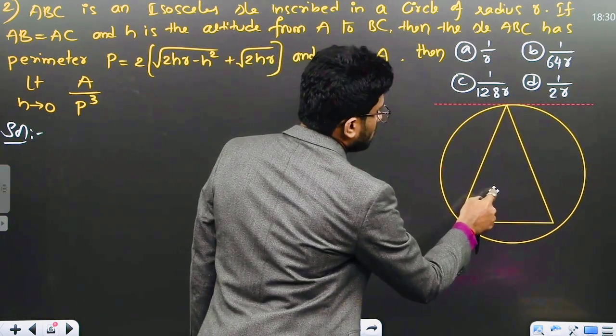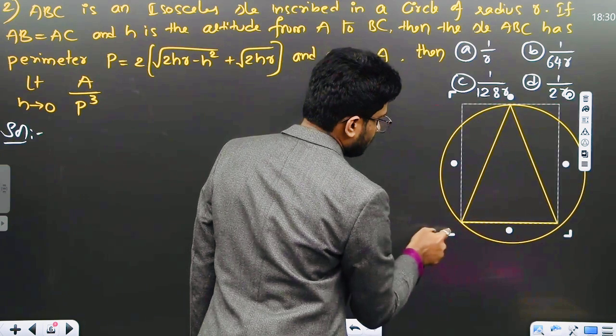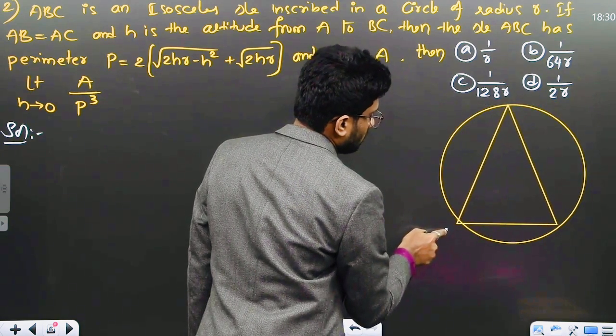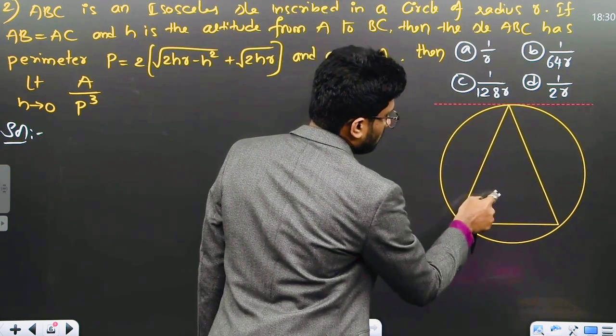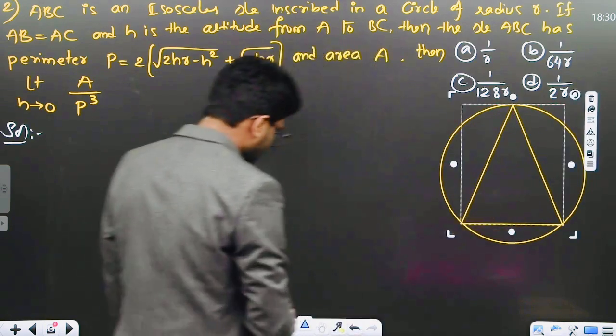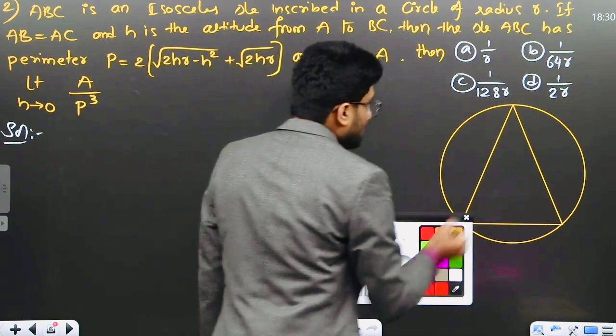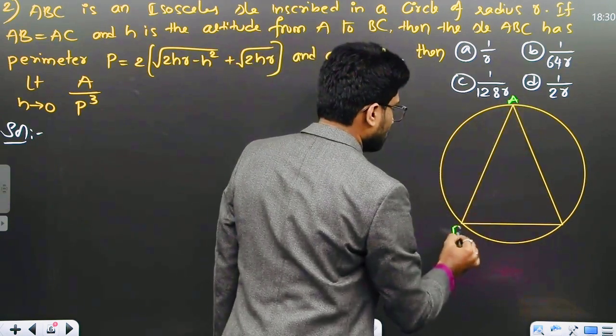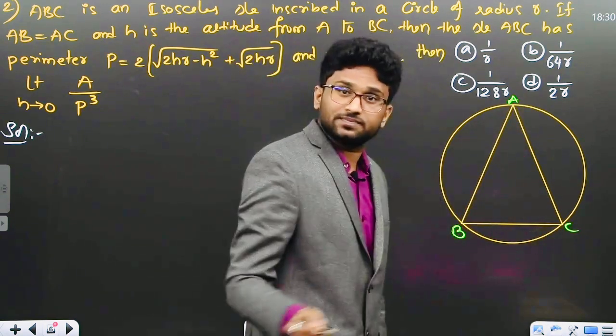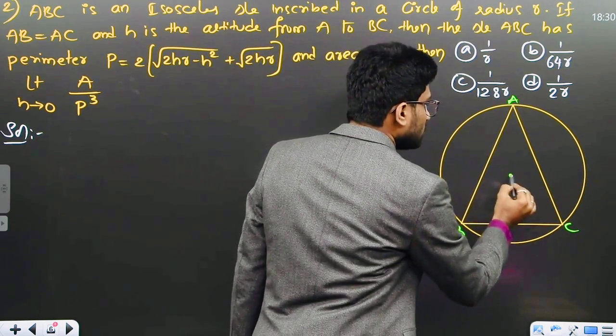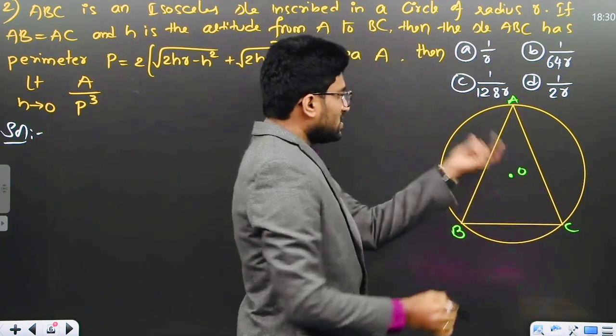Let's draw an isosceles triangle. Yes, let this be our triangle. Consider triangle ABC, a circle with center O. AB is equal to AC.